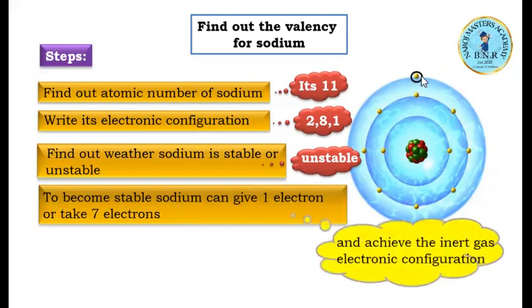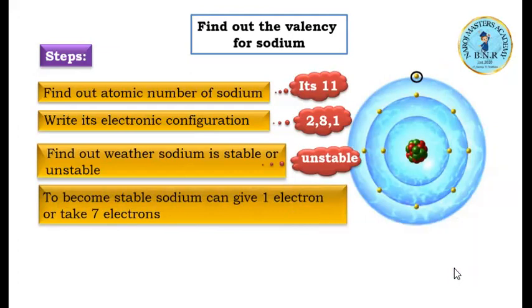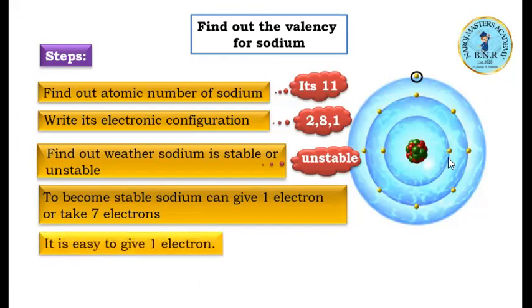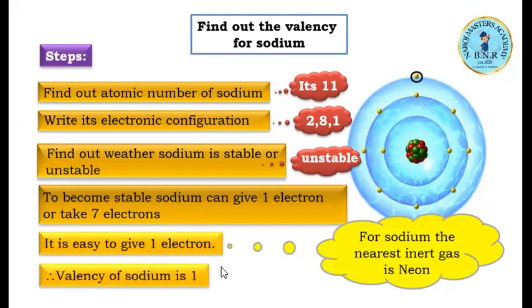By giving this 1 electron, it achieves the inert gas electronic configuration. Why do we need to reach the inert gas in the table as per atomic numbers? If they are stable in the outermost orbit, then valency is 0. So it is easy to give 1 electron instead of gaining 7. For sodium, the nearest inert gas is neon. So the valency of sodium is 1, since it donates 1 electron.